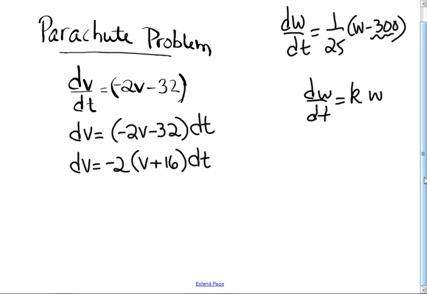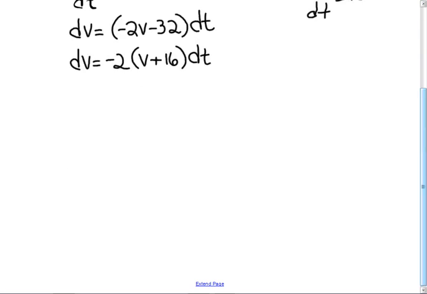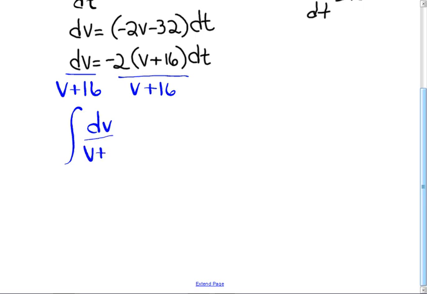The only constant that's here is -2. Instead of W minus 300, it's V plus 16. Did I do that right? And so what do we do now? I got to get rid of something here. Okay, guys. Divide by what? V plus 16. So I have dV over V plus 16 equals -2 dt.